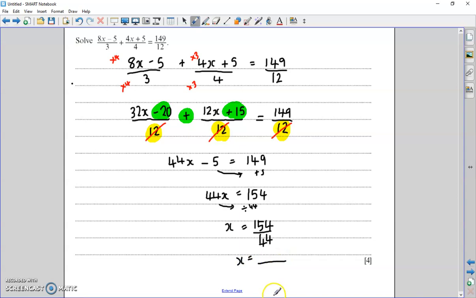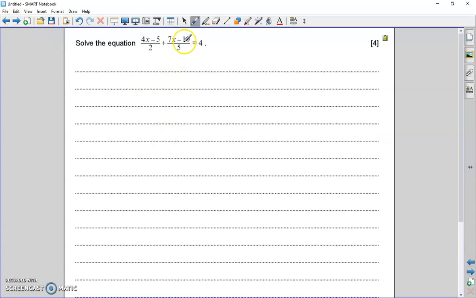Okay, so that's solving. The idea is get all of your denominators the same. Once they're the same, you can scribble them out. All you've got then is to deal with your numerators, make a nice little equation and solve it. Let's see if we can quickly do another one.